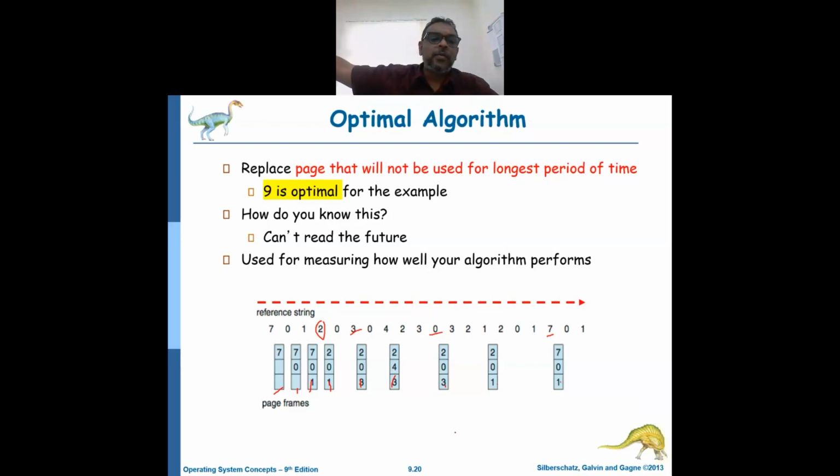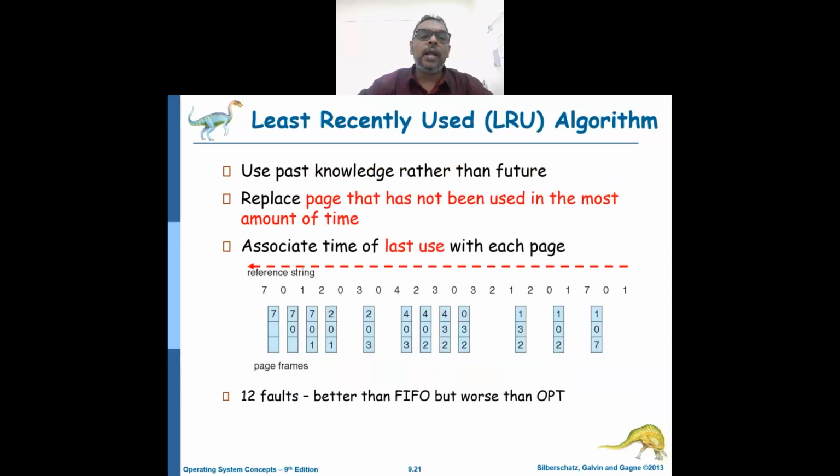The optimal algorithm, we look to the front: in future, when it will be used. Okay. And then there's also another algorithm which is called least recently used, the one most recently used. Replace the page that has not been used in the most amount of time.